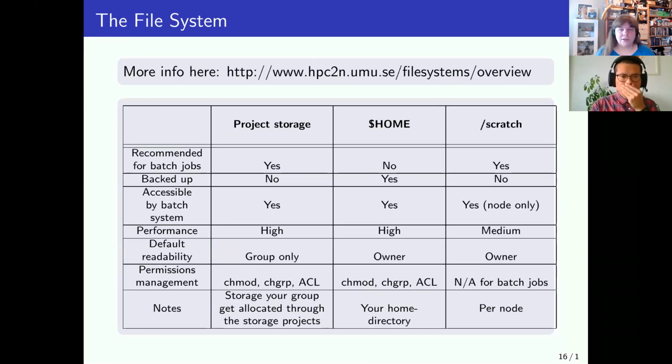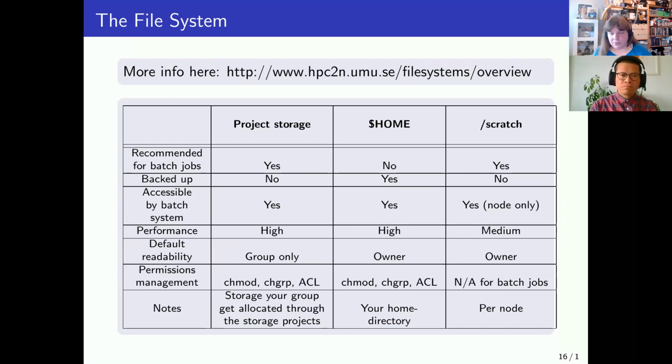So the HPC2N file system here. There is an overview of it on the web, but otherwise here is a small table that shows it briefly. There are the project storage, and it is recommended to run for batch jobs. And you could run them in your home directory, but it's not recommended, mainly because of space. There's only the 25 gigabytes there, remember. And you can run it in Scratch, but again, then you need to copy stuff. The project storage and the Scratch are not backed up, but the home directory is. So if it's something that cannot easily be recreated, it should be in your home directory. If it can be created again reasonably easily, it can be in your project storage.